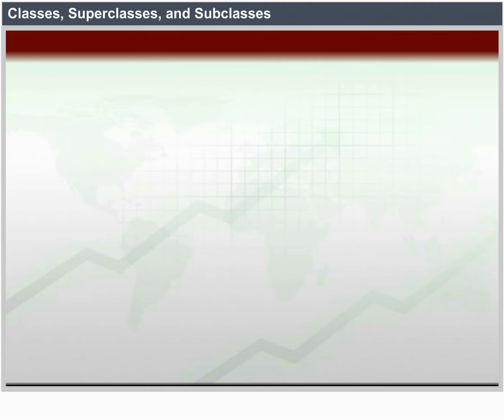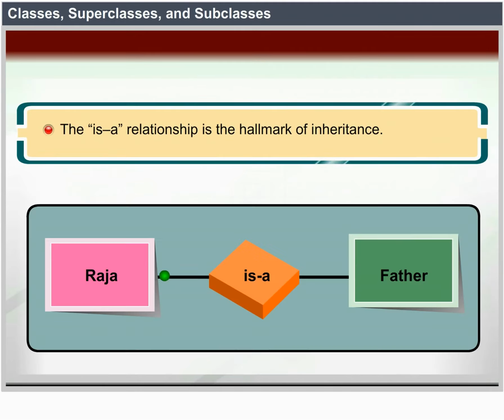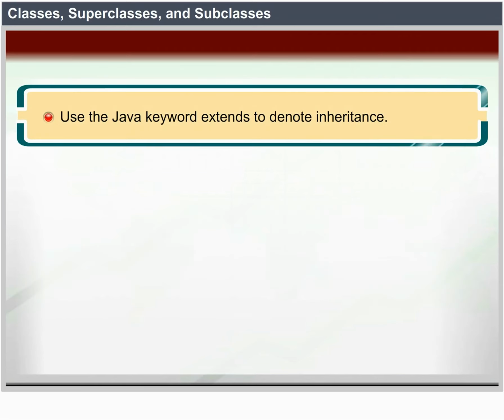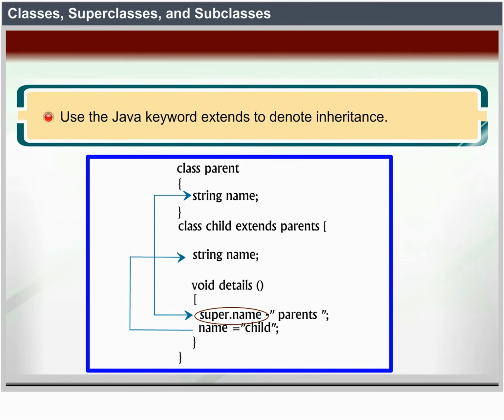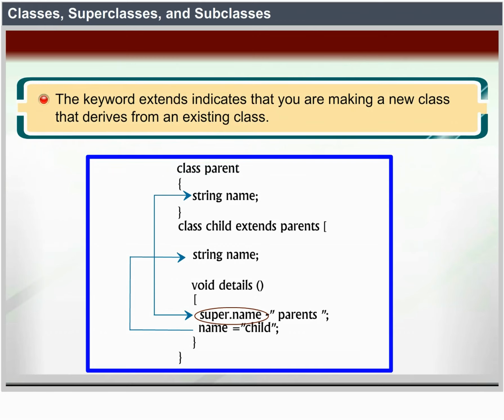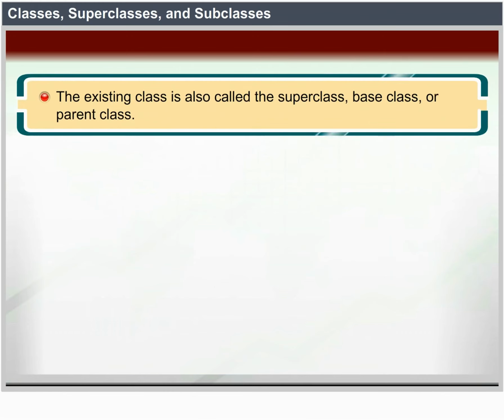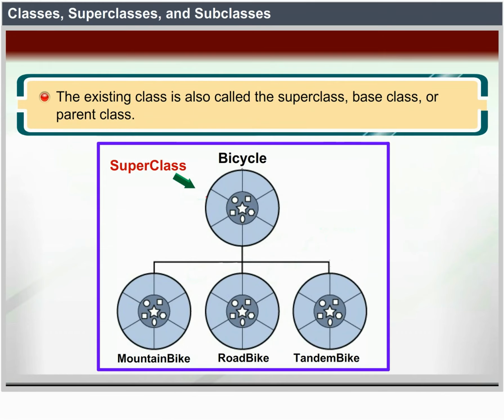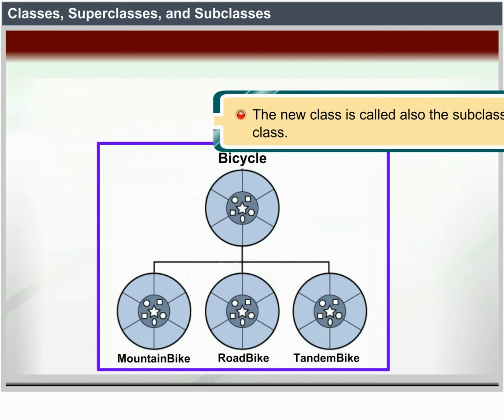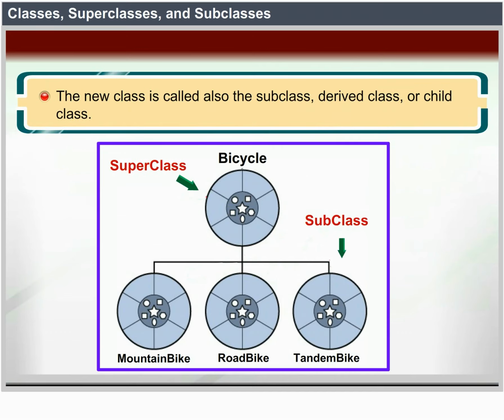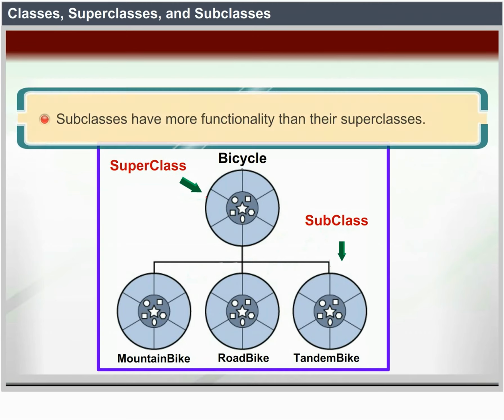Classes, superclasses and subclasses. The is-a relationship is the hallmark of inheritance. Use the Java keyword extends to denote inheritance. The keyword extends indicates that you are making a new class that derives from an existing class. The existing class is also called the superclass, base class or parent class. The new class is also called the subclass, derived class or child class.